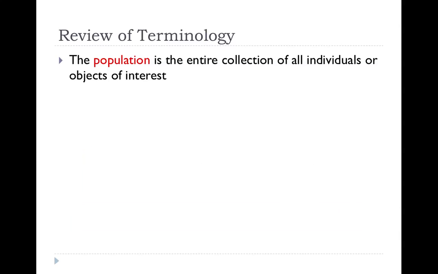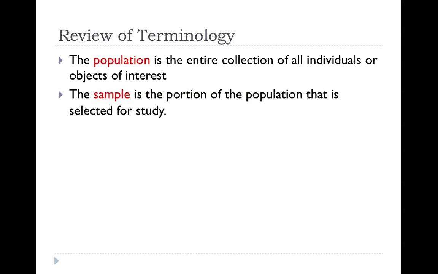Sampling and Sampling Distributions, Chapter 8.1 through 8.4. We're going to start this chapter with a review of some terminology. The population is the entire collection of all individuals or objects of interest. So when we talk about a population, we could be talking about people, or we could be talking about things like products. The sample is the portion of the population that is selected for study.